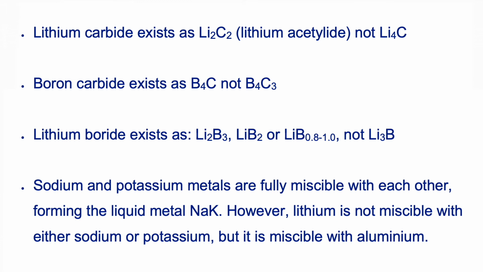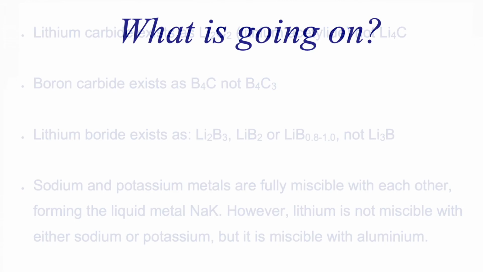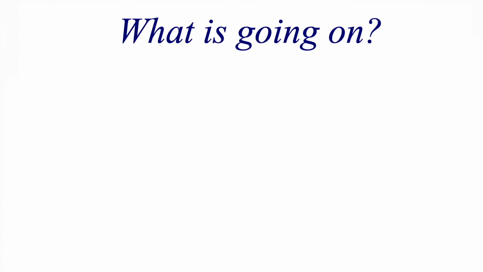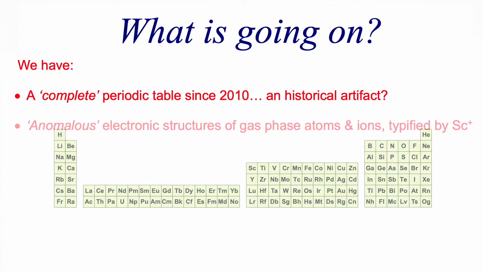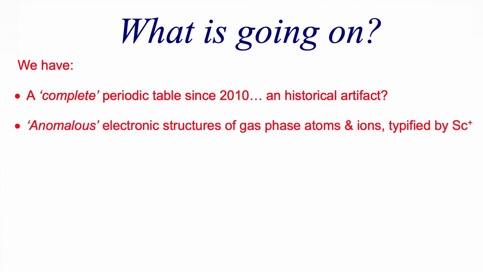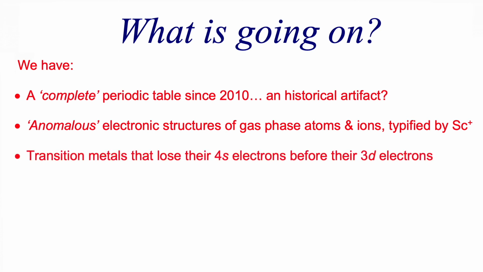However, lithium is not miscible with either sodium or potassium, but it is miscible with aluminium. So, what is going on? We have a complete periodic table since 2010. Is this an historical artifact? We have anomalous structures of gas phase atoms and ions typified by the scandium plus ion. Transition metals that lose their 4s electrons before their 3d electrons.